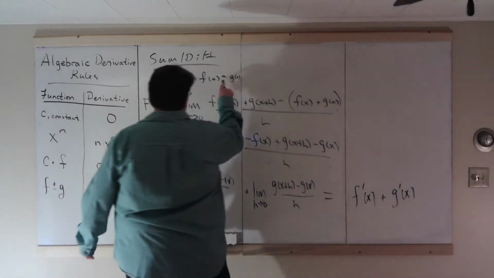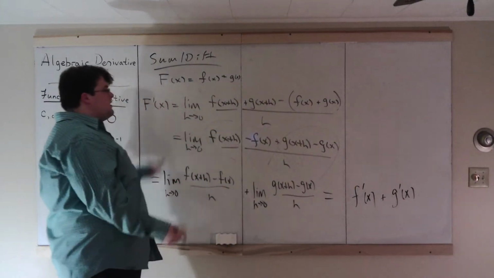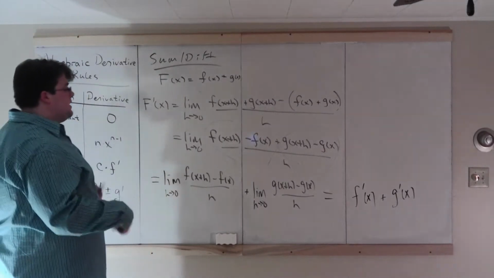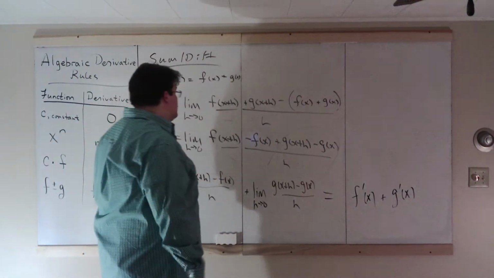If this were a negative, then you'd have some negatives around, and you just have to flip negatives around. And you'd get the same basic argument. You just have to be a little more careful with the signs.